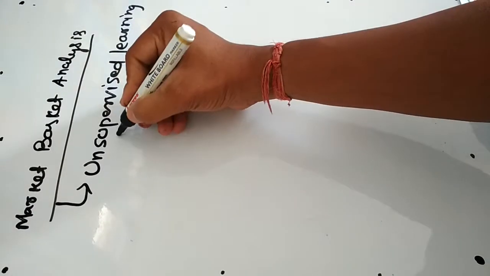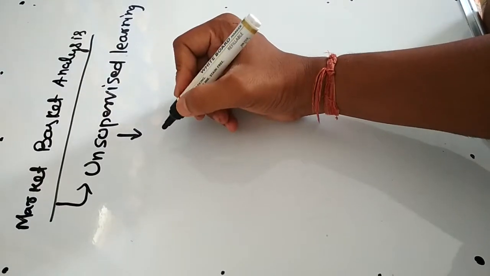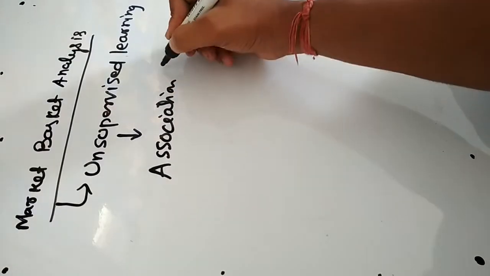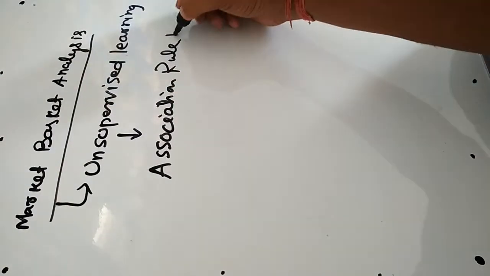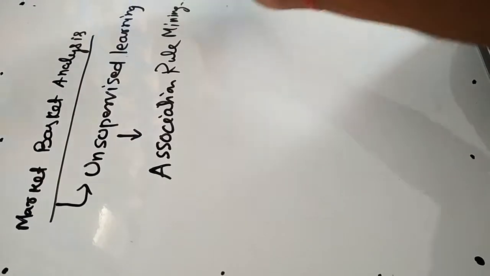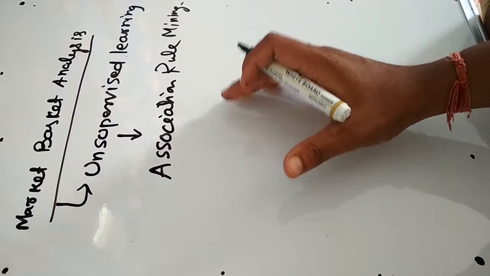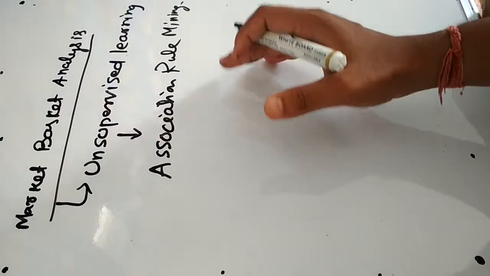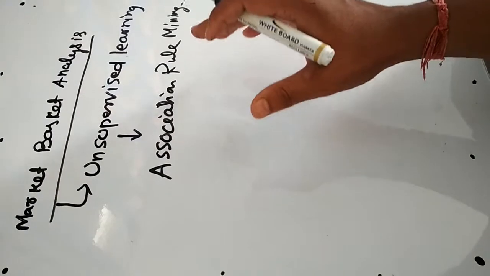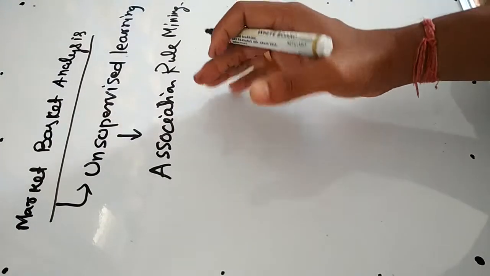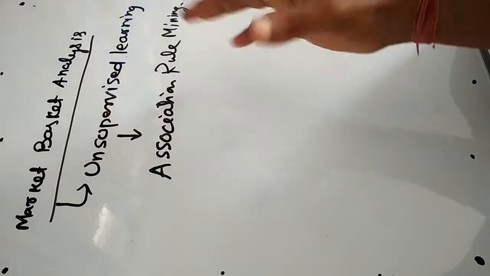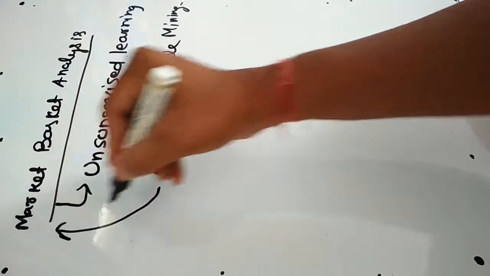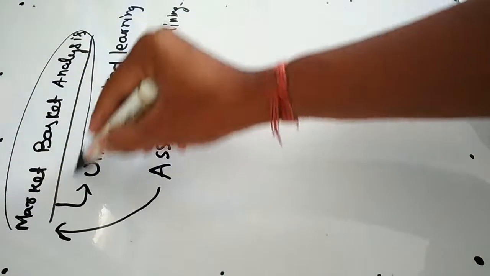In unsupervised learning, there is a mining method called association rule mining. So what is association rule mining? Association rule mining finds some rules, some patterns in the inputs to classify the inputs from each other. For that we are taking an example called market basket analysis.